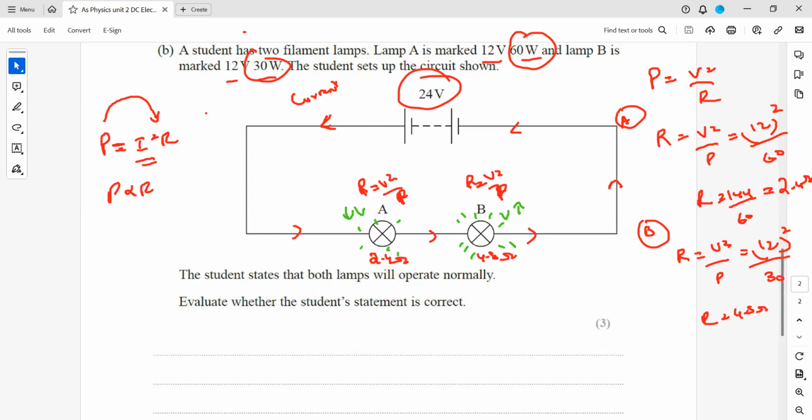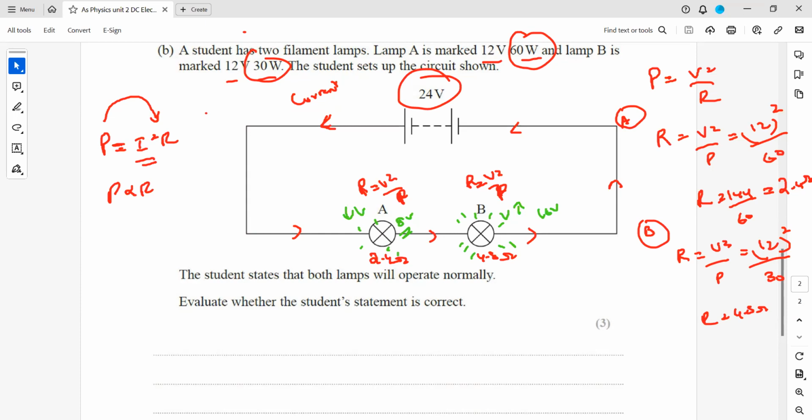So the voltage across A will be less than 12 and the voltage across B will be more than 12 because the total voltage is 24. So out of 24, 8 volts might be across A and 16 volts across B, because the ratio of the resistance and the ratio of the voltage should be the same in series. If they are equal, the voltage divides equally, 1:1. But here the ratio of the resistance is 1:2, so the ratio of the voltage will also be 1:2.